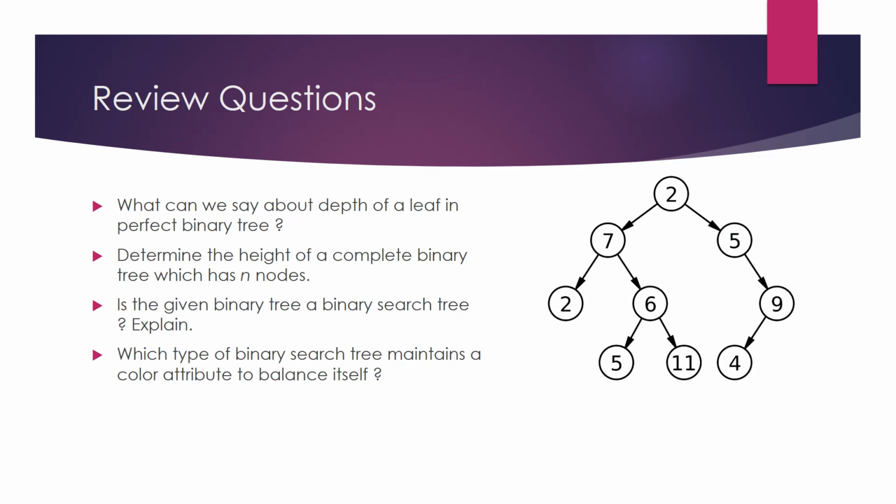So let's come back to the final slide, which is the review questions. Here are some questions for review. We have given a tree on the right side. First question, what can we say about the depth of a perfect binary tree? Second, if a binary tree has n nodes, what would be the height of a complete binary tree? Third, is the given binary tree on the right a binary search tree? Why or why not? Please explain. Last question, which type of tree maintains a color attribute to balance itself?